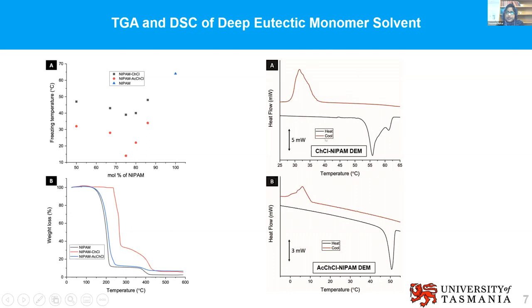Differential scanning calorimetry data on the right-hand side showed that with choline chloride and NIPAM deep eutectic monomer, the melting point is 57 degrees centigrade, while we ran several runs through the DSC, and we find that the average melting point was 53 degrees centigrade, while the melt crystallization was 39 degrees centigrade. Also with acetylcholine chloride and NIPAM, they support the visual observation.